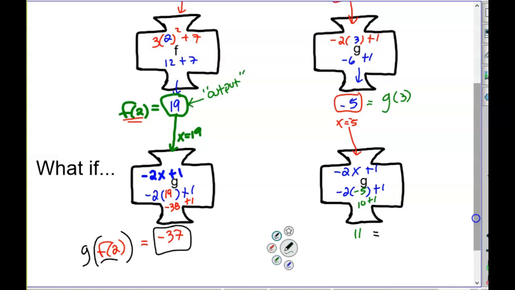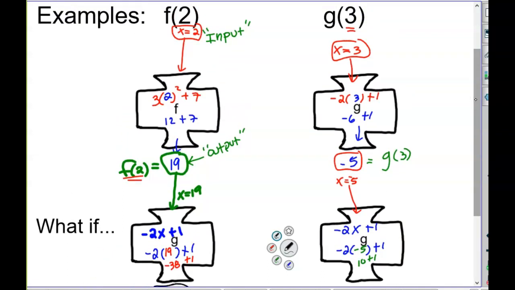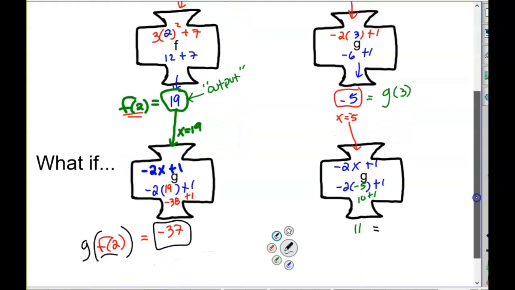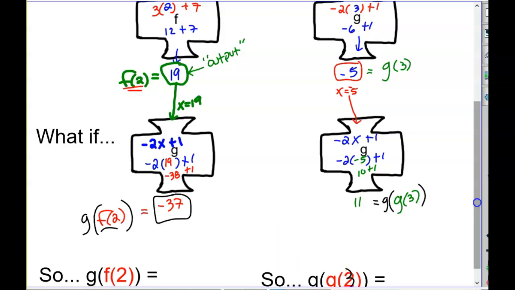And where did that come from? Well, the first answer we got was g of 3. So I did g of 3 first, and then we applied g again. So this would be g of 3. Oops. That should be a 3. And that's the idea of this function notation, when you have a function inside of a function.